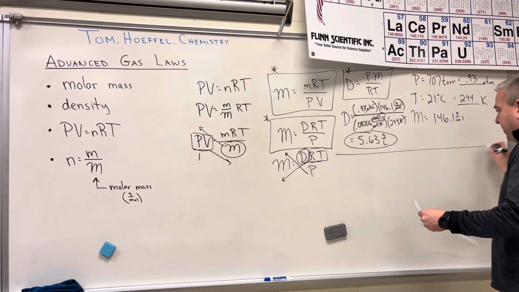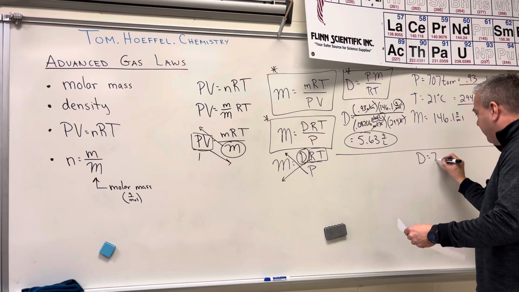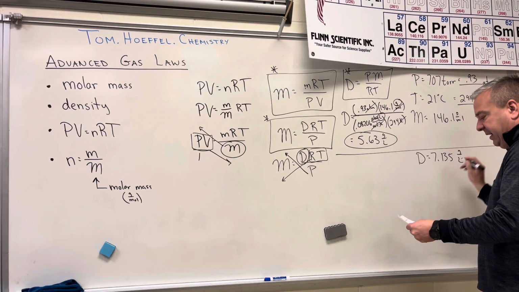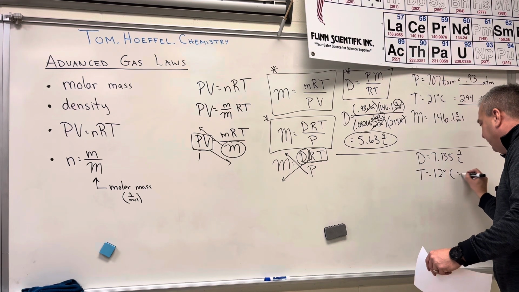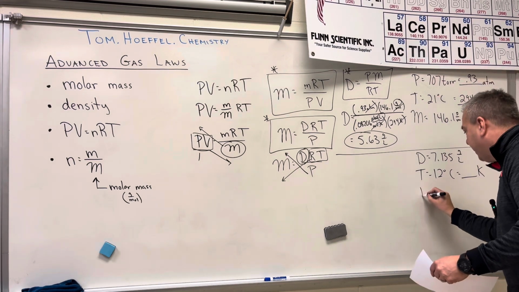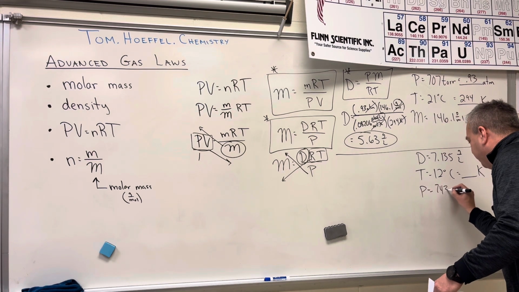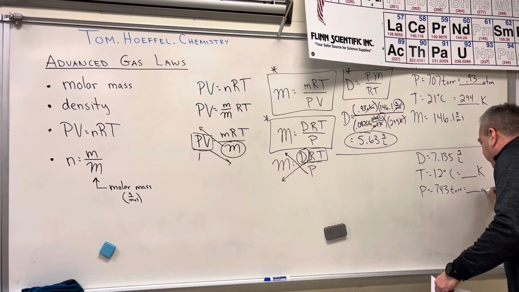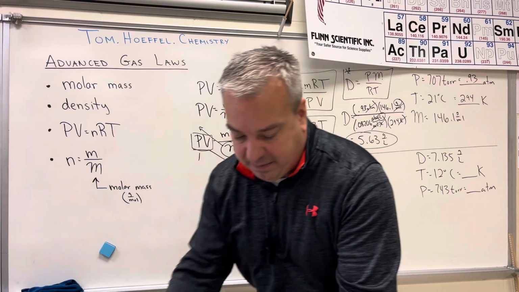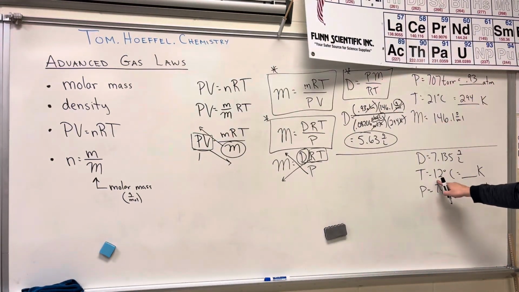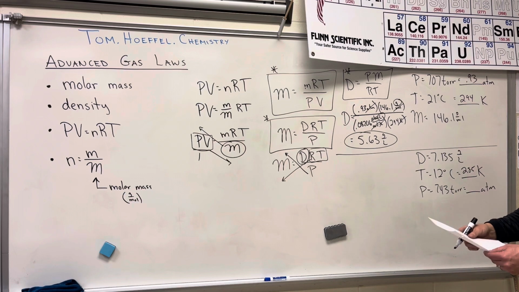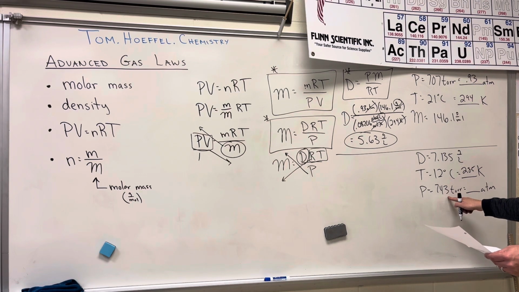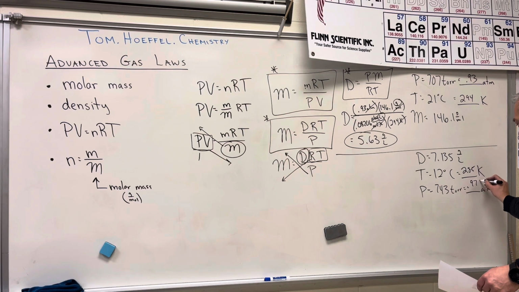Okay, so let's separate this problem. The density is 7.135 grams per liter. It has a temperature of 12 degrees Celsius, so I don't like that. I'm going to move it over to Kelvin, and a pressure of 743 torr. And I don't like that either. I'm going to switch that over to ATM. So let's go ahead and change the 12 degrees Celsius into Kelvin. If I add 273, I get 285 K. The 743 torr into ATM by dividing by 760 gives me 0.978 ATM.